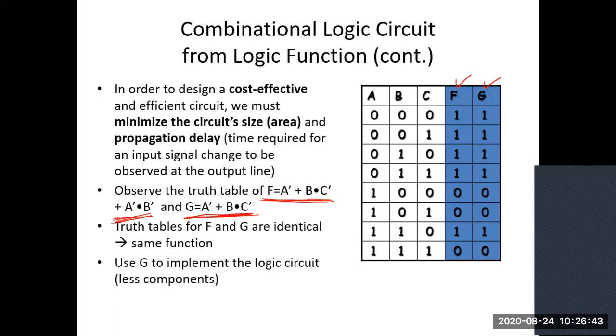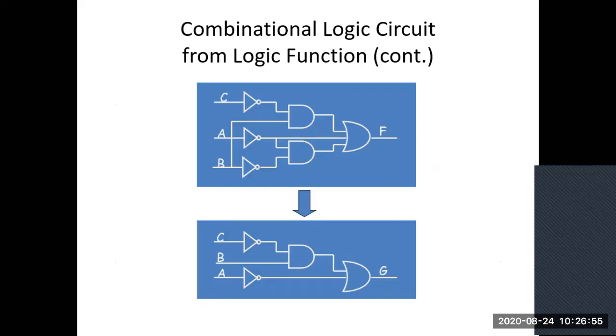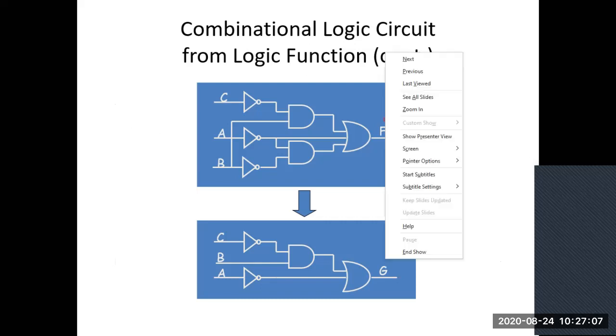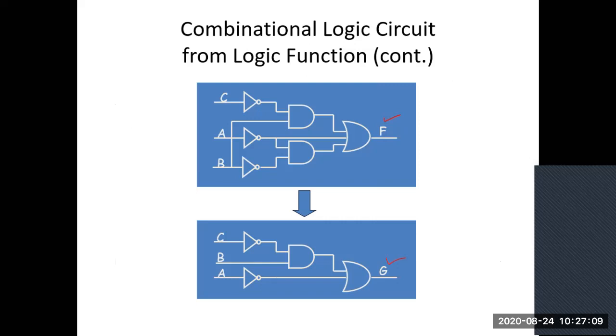Okay, so from here we can analyze that f and g have the same truth table, and we can say that f and g are identical; they are the same function. So whatever I said, if I implement the previous function for f, I will get this circuit. If I implement the second equation for z, I will get this type of circuit.